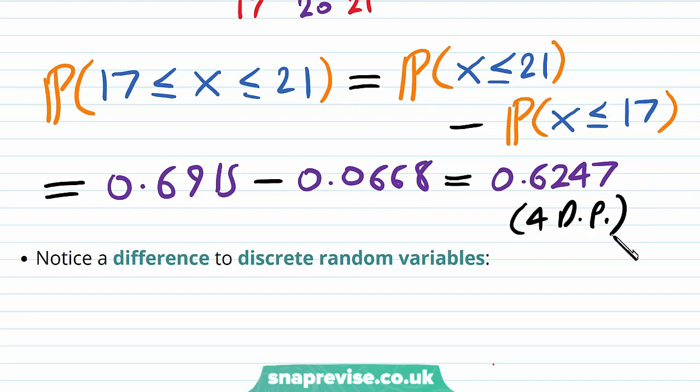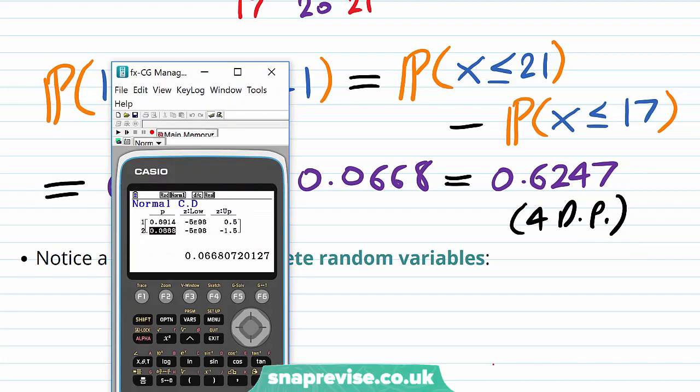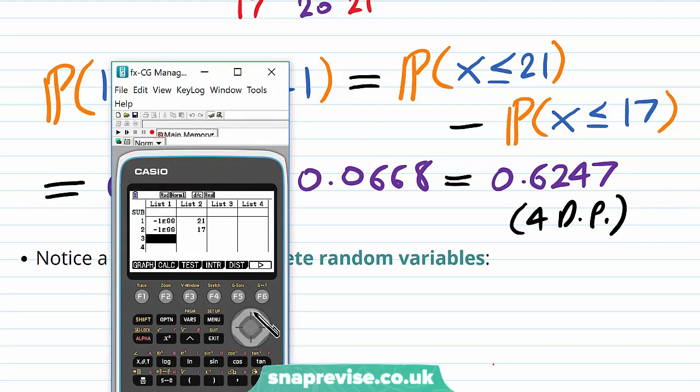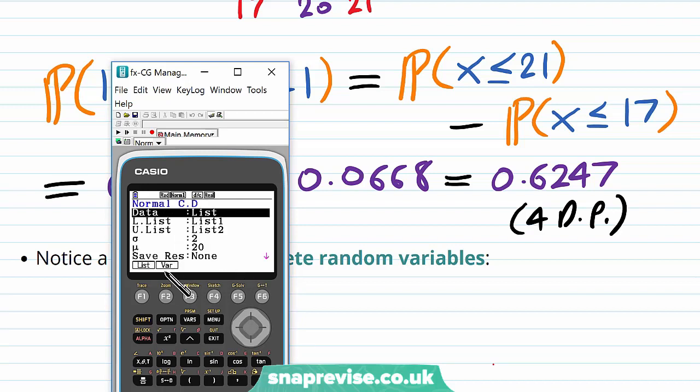Now again, that was a strange illustration, having to use this minus infinity effectively here and here. But again, this calculator can directly find the value. If I put in for the lower bound 17 and for the upper bound 21, then going into distribution, normal and NCD, everything's still correct. Executing gives me this value straight away.